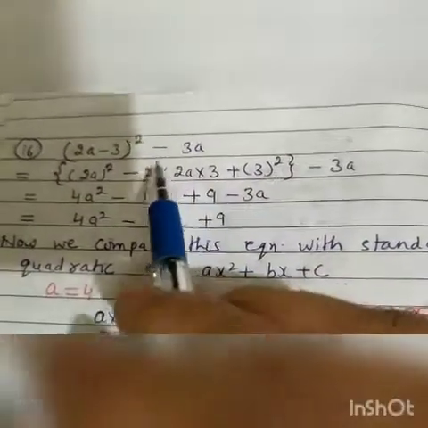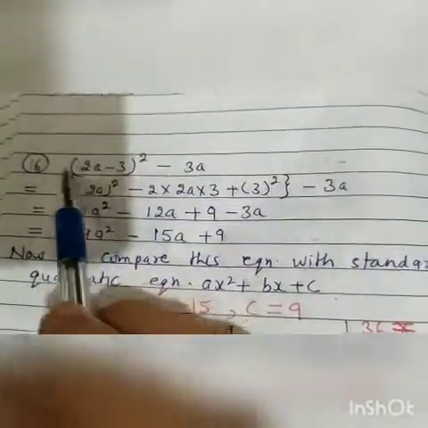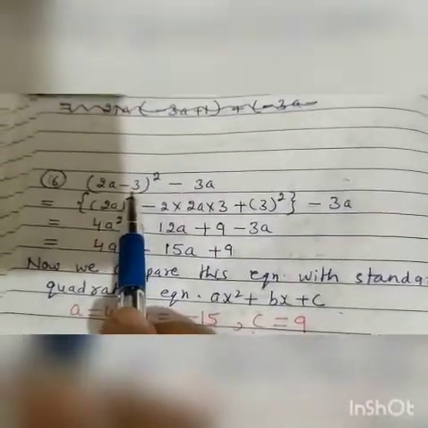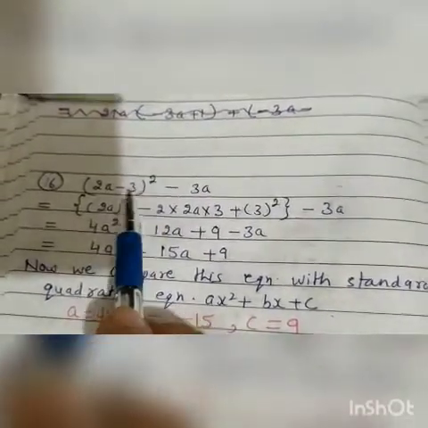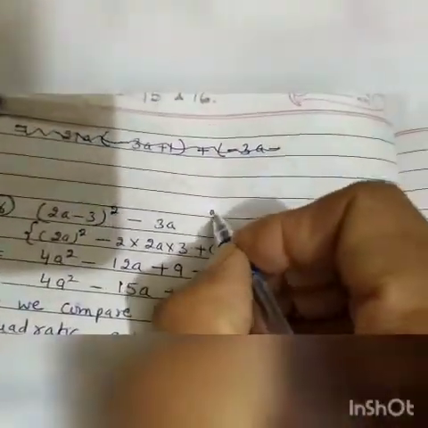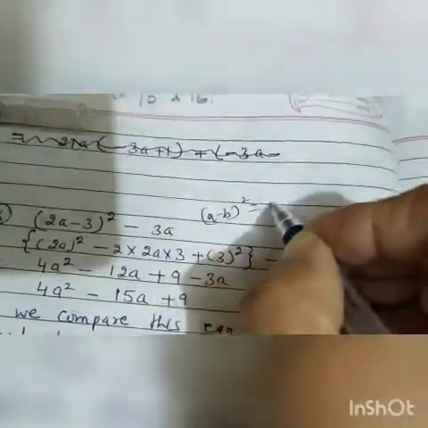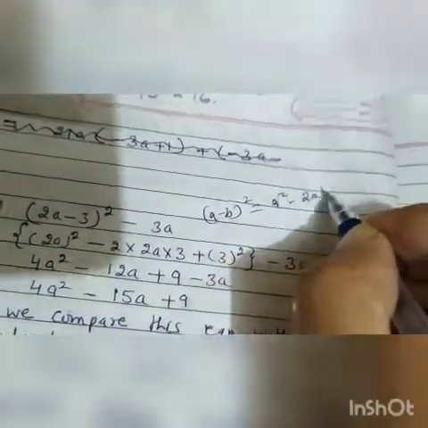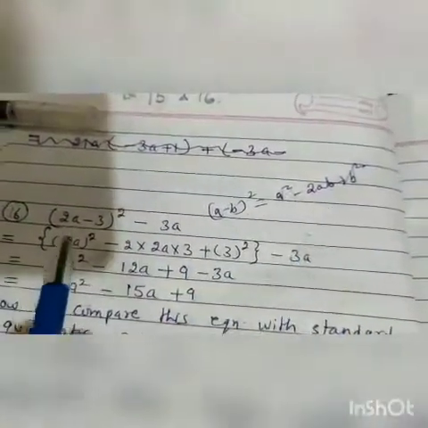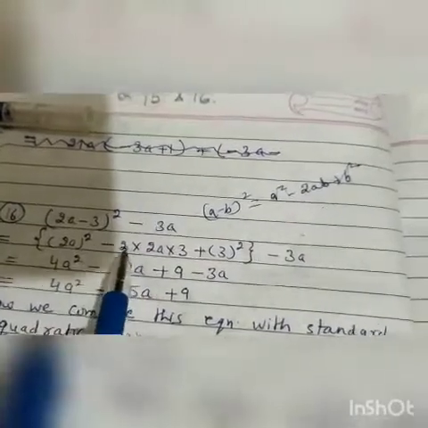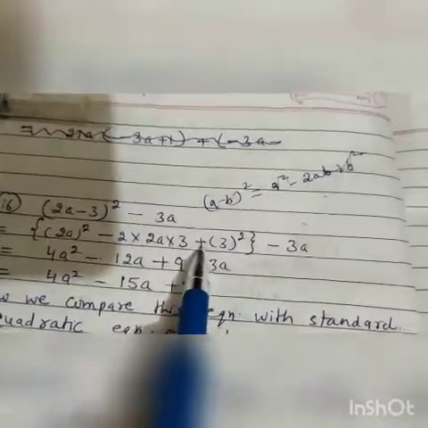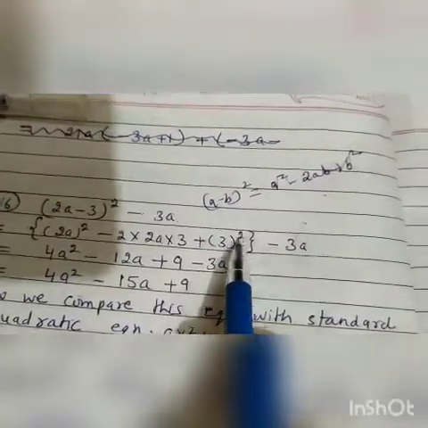Now question number 16. It is 2a minus 3 whole square minus 3a. So first we will expand this with the identity a minus b whole square. a minus b whole square is equal to a square minus 2ab plus b square. According to this identity, a square means 2a whole square, minus 2ab. So minus 2 multiplied by 2a multiplied by 3, then plus b square, it is plus 3 whole square.